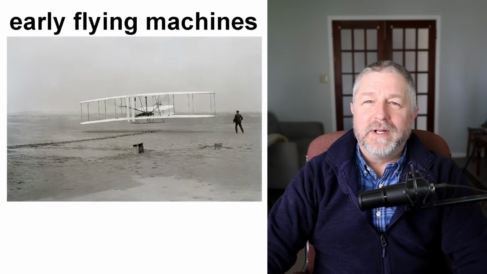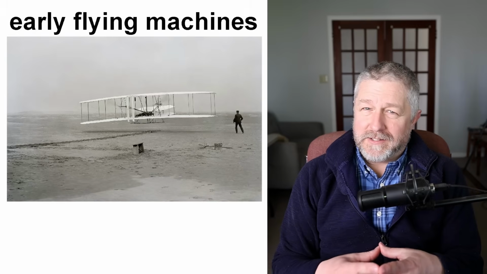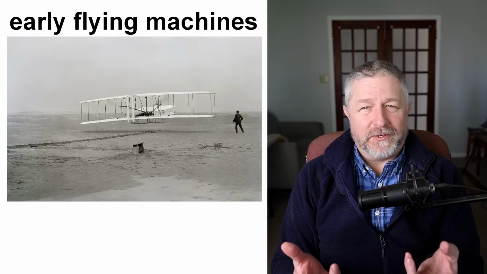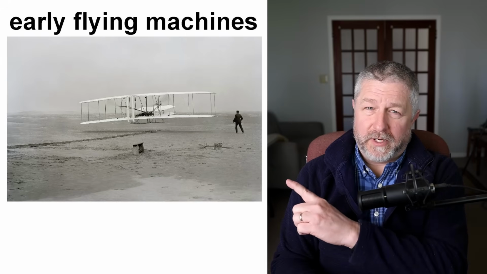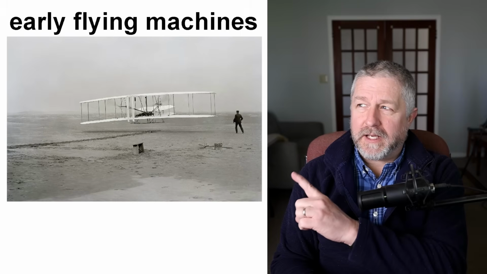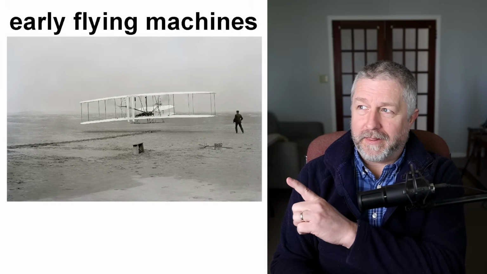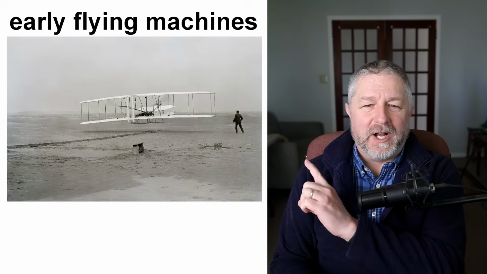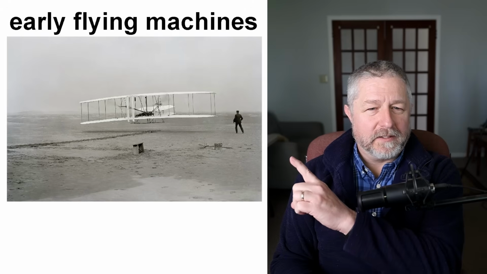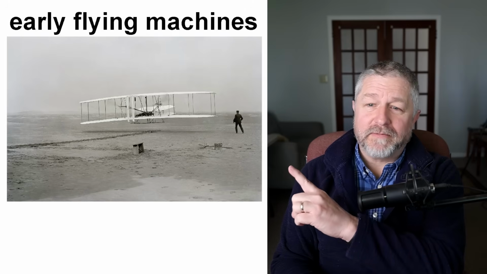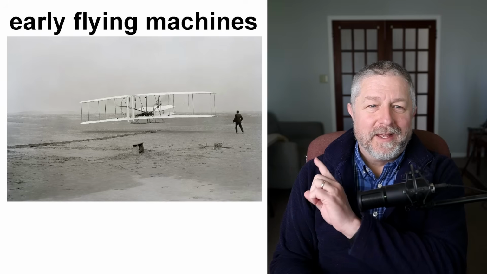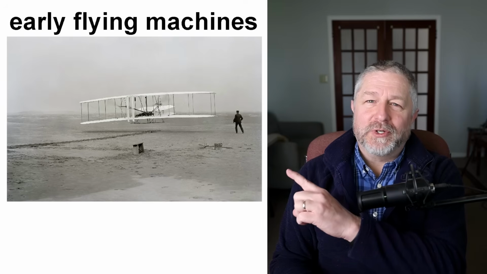Early flying machines. Let me see where I am in my lesson here. My understanding is that there were a lot of different early flying machines, but we do always look at the Wright brothers in Kitty Hawk, North Carolina, I think. I might have my facts wrong. They built the Wright Flyer, which was one of the first powered airplanes. I think the first powered airplane. We would call these early flying machines.